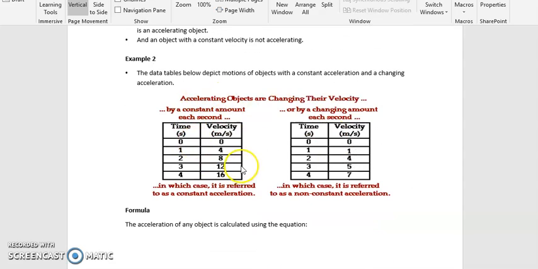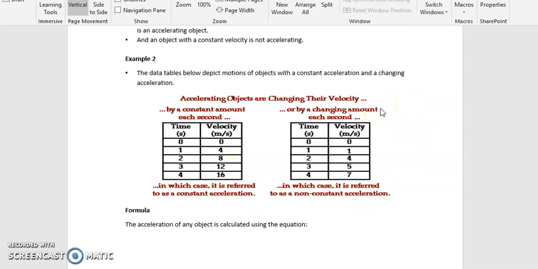Example 2, so we'll look at our two charts here. This one, the object is changing its velocity by a constant amount each second. So we go from a velocity of 0 to 4 meters per second to 8 meters per second, 12 meters per second, 16 meters per second. So this would be a constant acceleration because our velocity is consistently increasing by 4 meters per second, right?